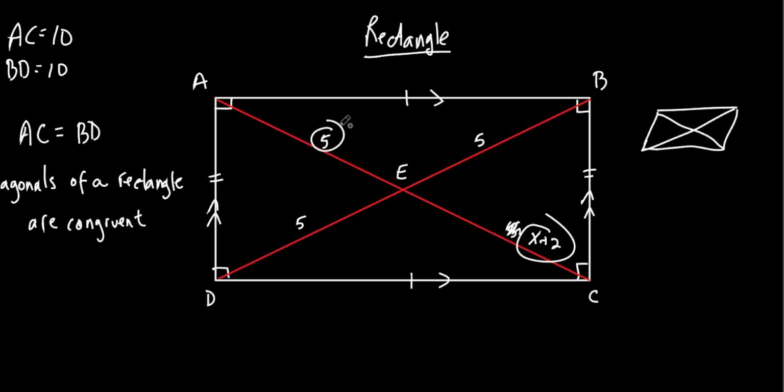Well, you can't plug anything in yet because you don't know what x is. So what do I do? What's true about this little segment, CE and AE? They're equal to each other. You got it. X plus 2 equals 5, okay? What if they told you AC was like 3x plus 1, and they told you BD was like 5x minus 2 or something like that? What would you do with those? Set them equal to each other, all right? Everybody with me on that?